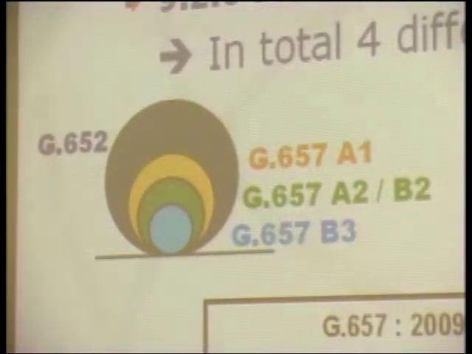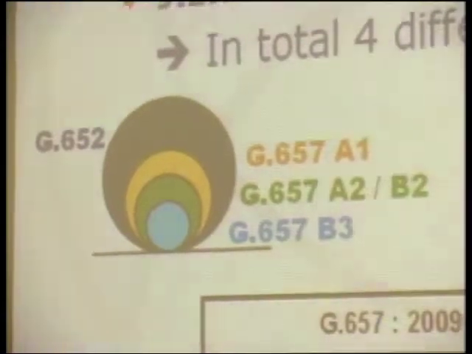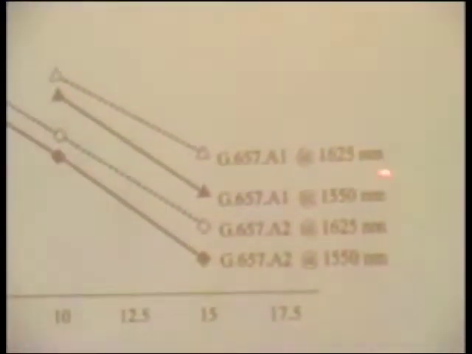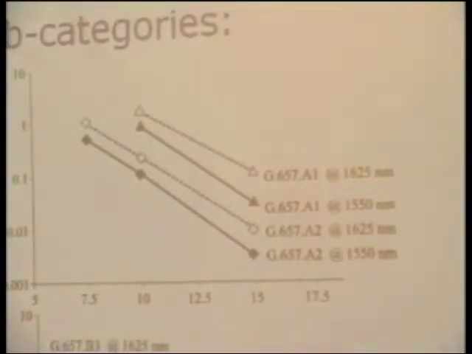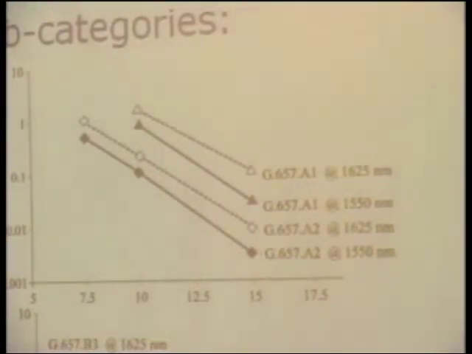Here you see also the specifications for the different fibers, A1 and A2 at 1550 and 1625 nanometer. It goes too far to mention all the data, but you can find in my presentation what the specifications are. And of course, these numbers are all available in recommendation G657.